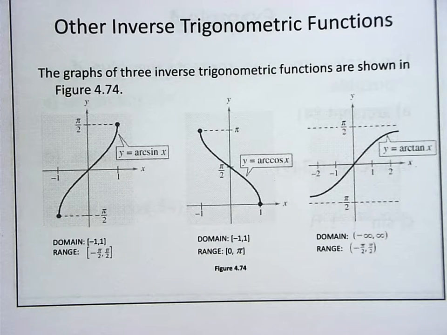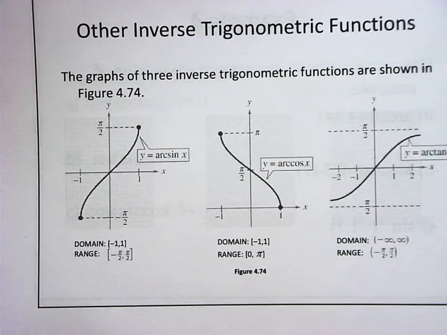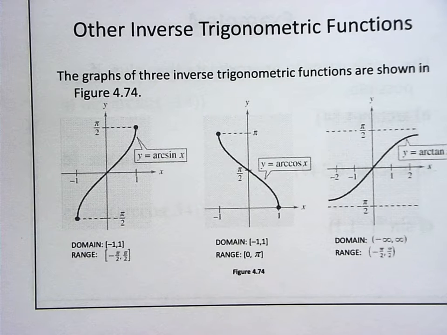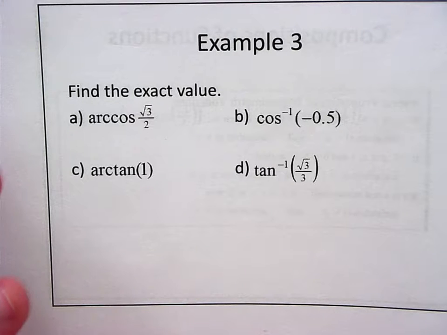Okay? Honestly, I don't think of these graphs too much unless I have to deal with the graph directly. I usually always equate it back to the unit circle or to triangles. Okay? So if I have a problem like this, arc cosine of square root of 3 over 2. On the unit circle, because you're going from 0 to pi, you're only talking about what part of the unit circle?